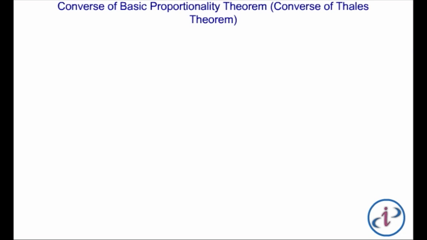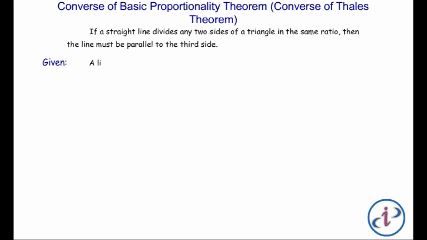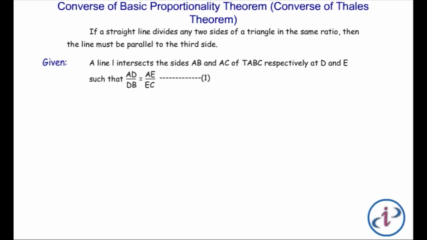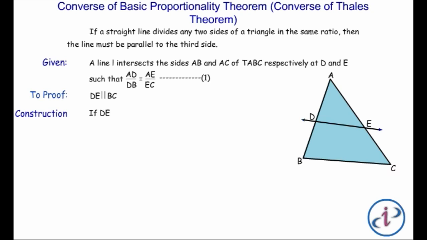Let us see the converse of the basic proportionality theorem. Given that a line L intersects the sides AB and AC of triangle ABC respectively at D and E such that AD by DB is equal to AE by EC. To prove that DE is parallel to BC. Construction: if DE is not parallel to BC, draw DF parallel to BC.